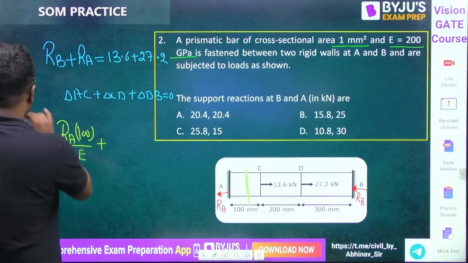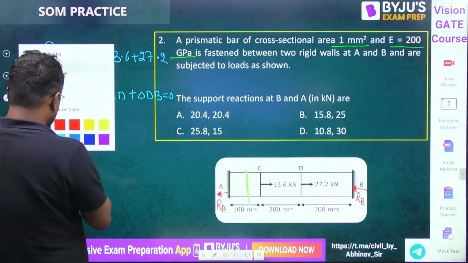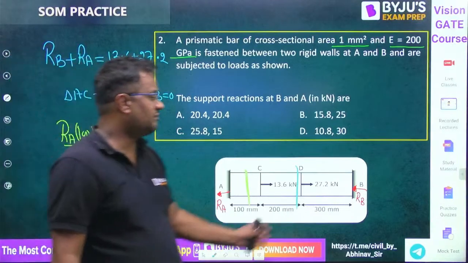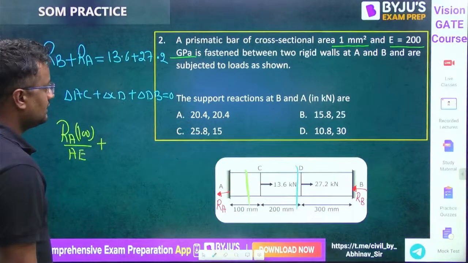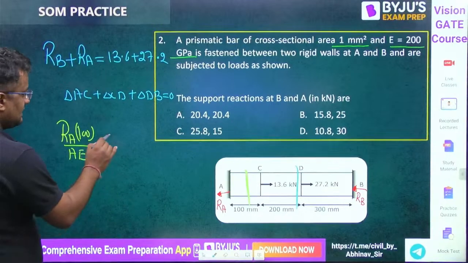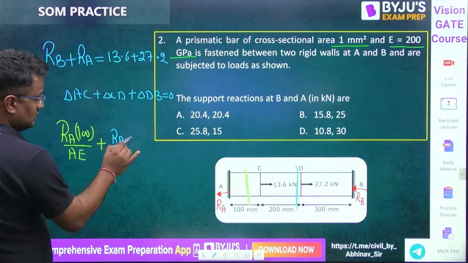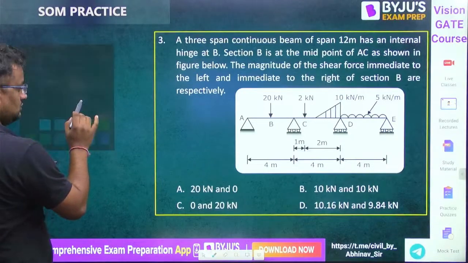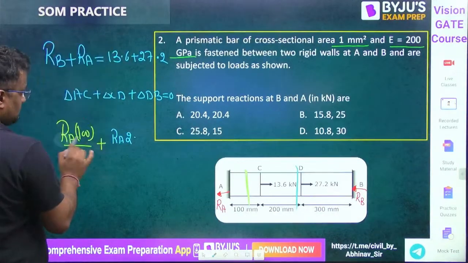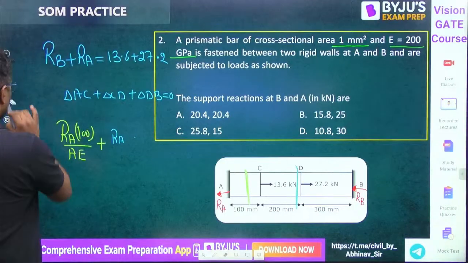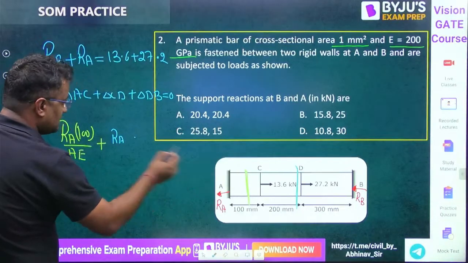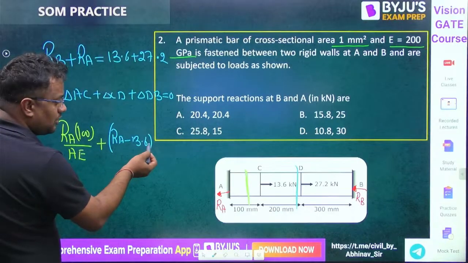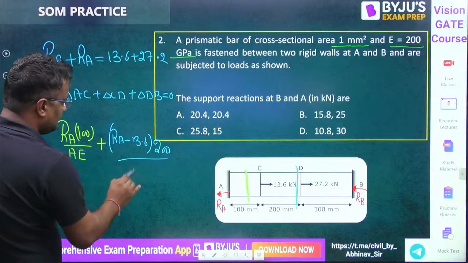For delta CD, cut a section here. See from left or right. Let me see from left, because if I'm seeing from right, one more unknown will be introduced. So from left hand side, RA into L, that is 200. RA going away positive. 13.6 is coming inside, 13.6 minus. You can convert in proper units also. I'm not showing that. I'm only telling you the concept.